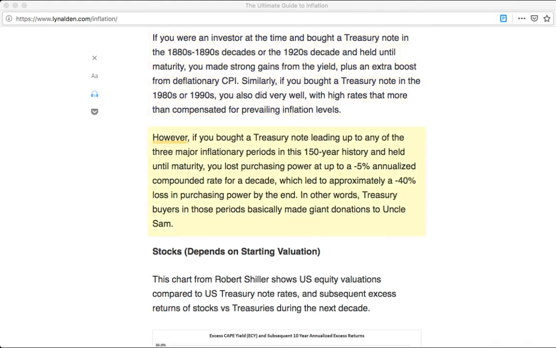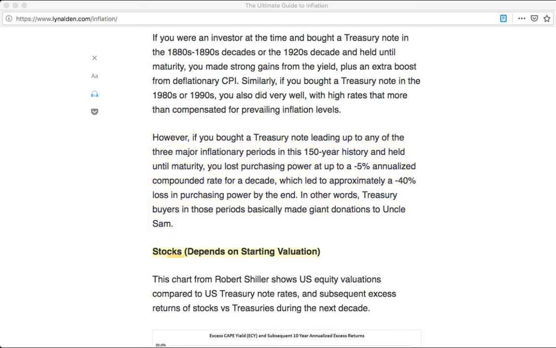However, if you bought a treasury note leading up to any of the three major inflationary periods in this 150-year history and held until maturity, you lost purchasing power at up to a -5% annualized compounded rate for a decade, which led to approximately a -40% loss in purchasing power by the end. In other words, Treasury buyers in those periods basically made giant donations to Uncle Sam.